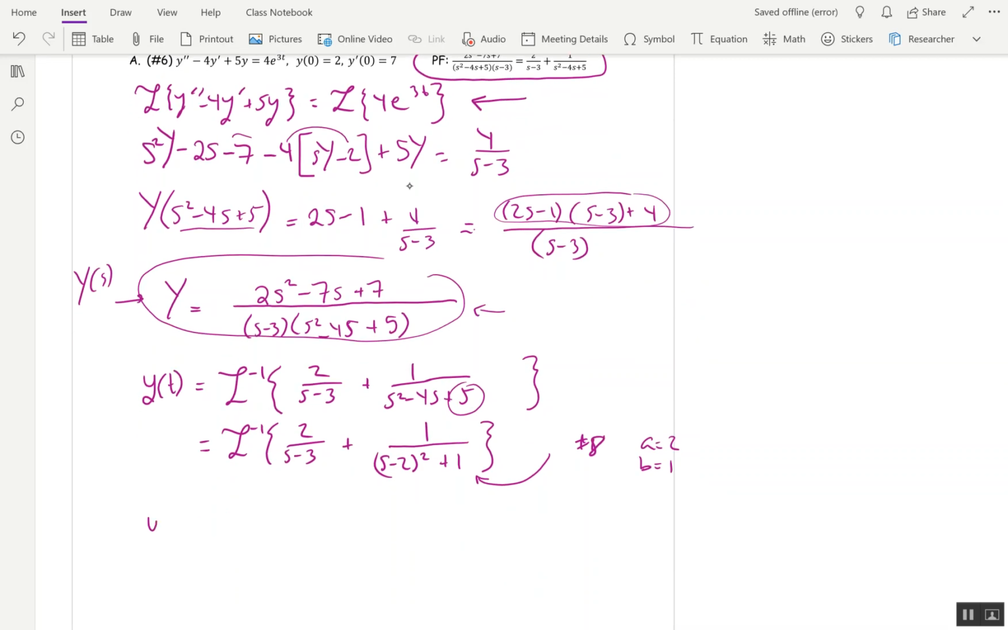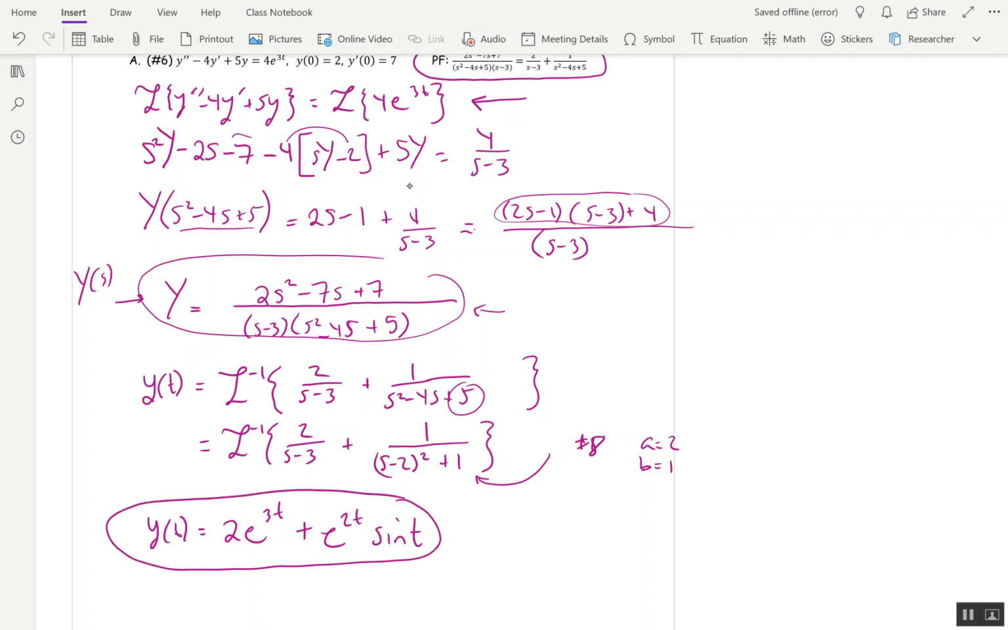So little y of t, you can just write little y, you don't have to write y of t, is 2e to the 3t plus e to the 2t sine t. And that's our answer. Piece of cake. And the initial conditions are already built in, so there's no constants that we have to solve for.